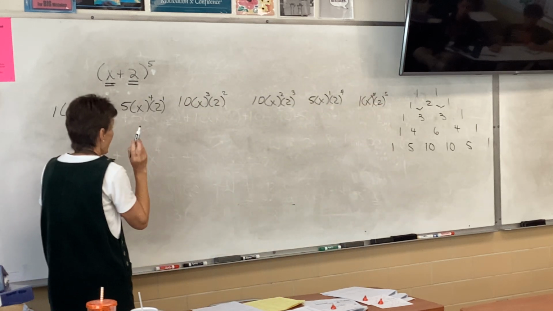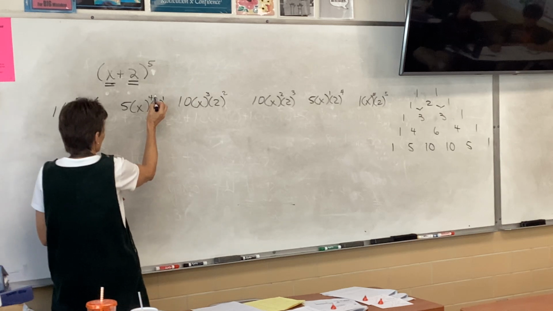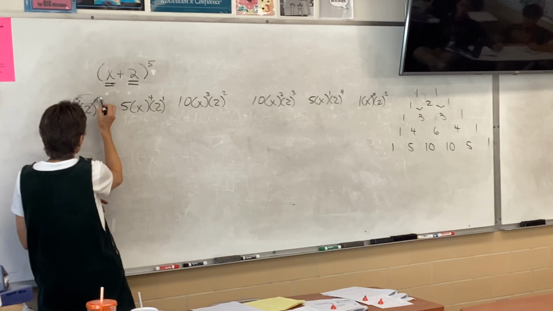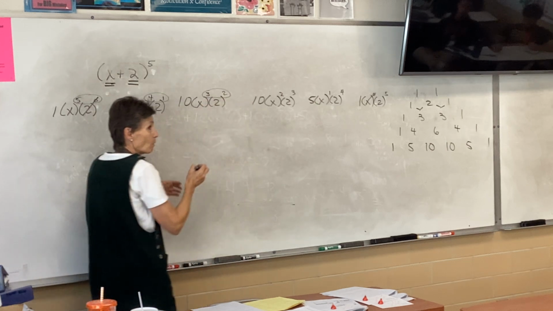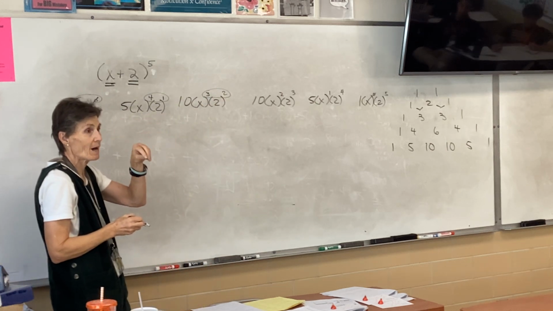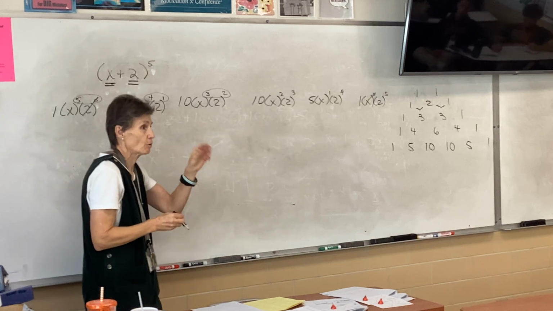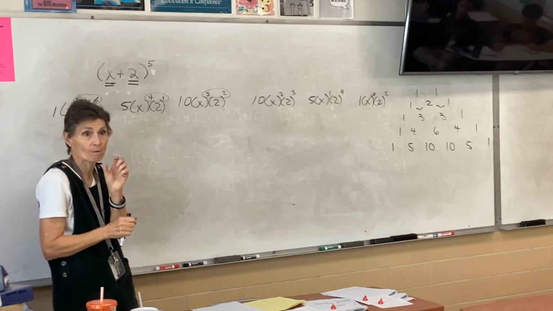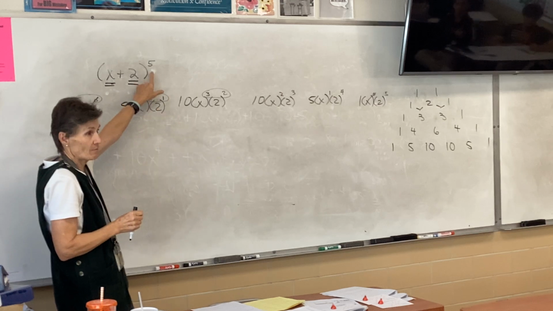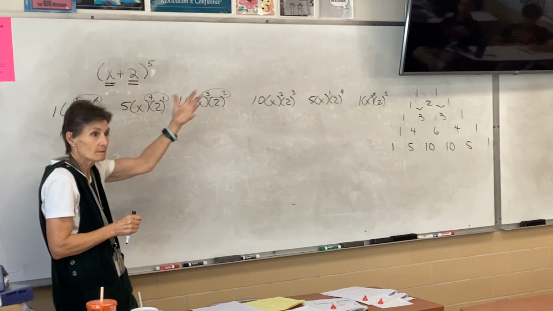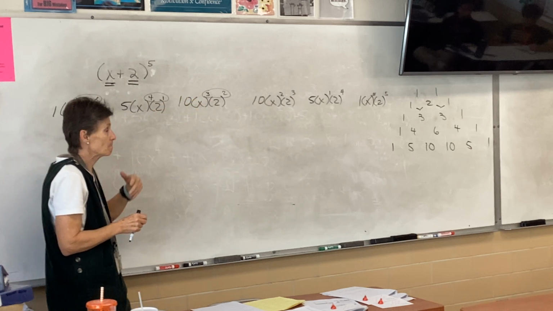Second observation, look at, in each term, the sum of the powers. What do you notice about the degree of each term? The sum of the powers in each term. It's 5. Not a coincidence. It's 5. If we expand it to the 6th, it would be 6. They'd add up to 6.